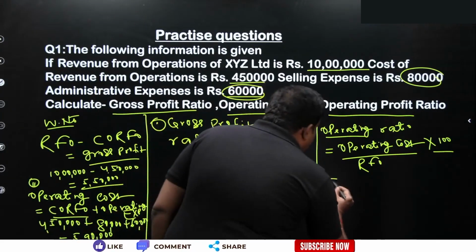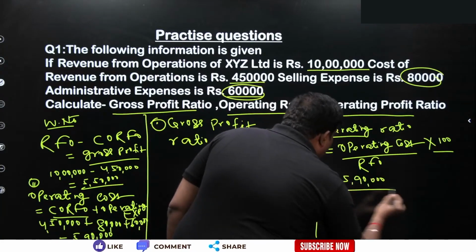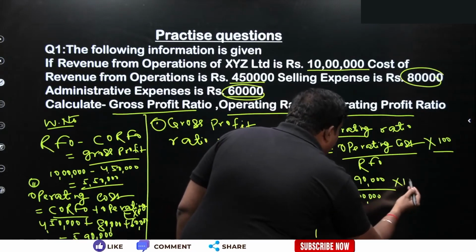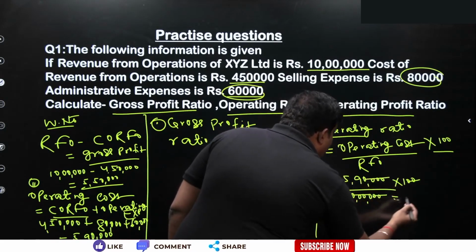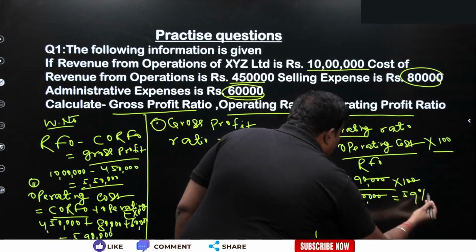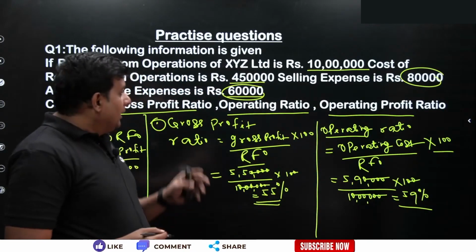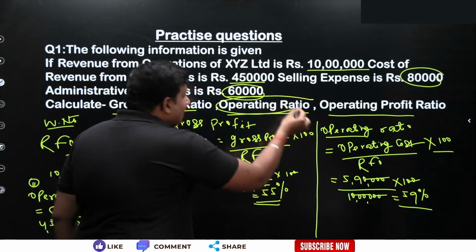So here you can easily calculate 5,90,000 upon revenue from operation, that is 10 lakh, into 100. So basically you can easily calculate, 59% is your operating ratio.